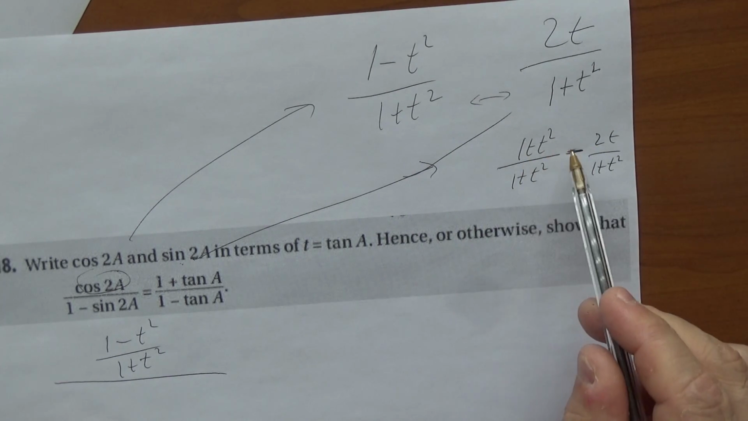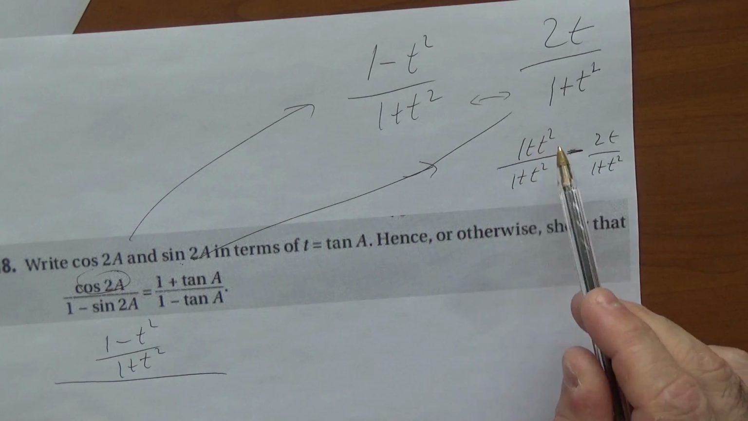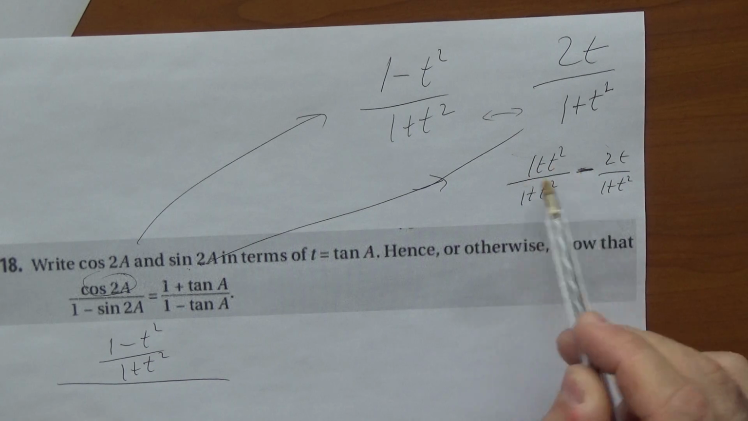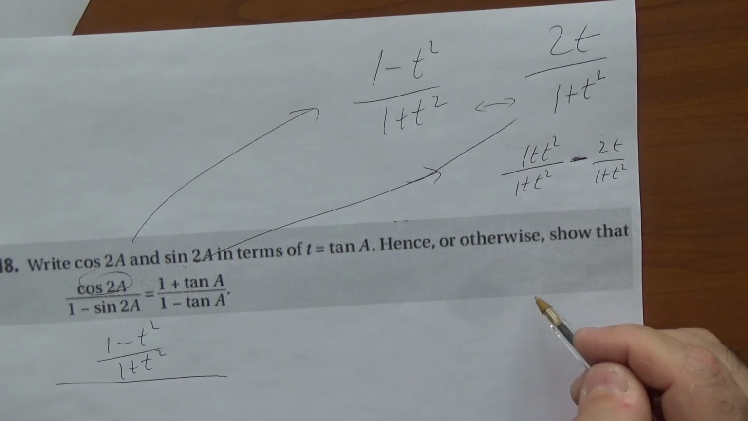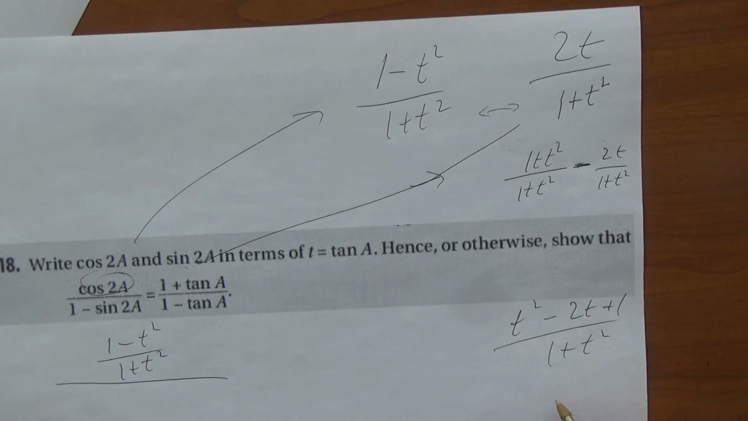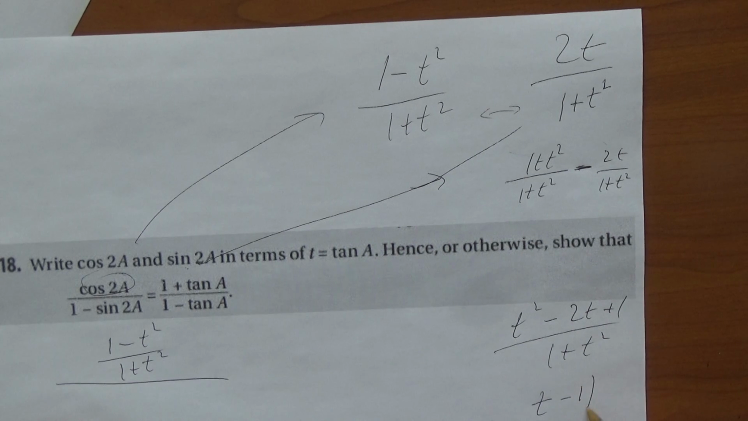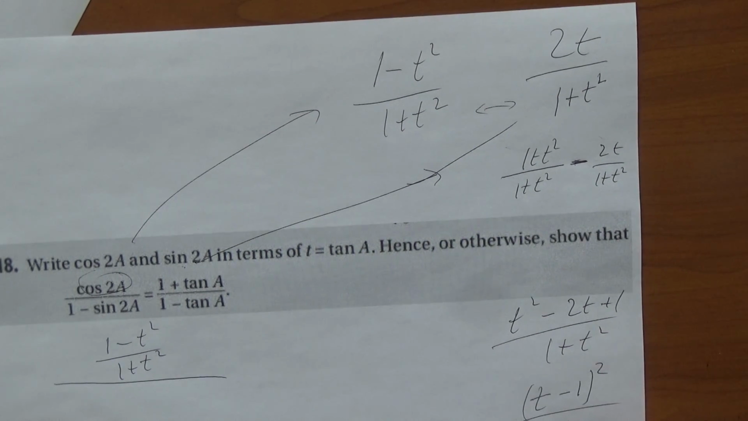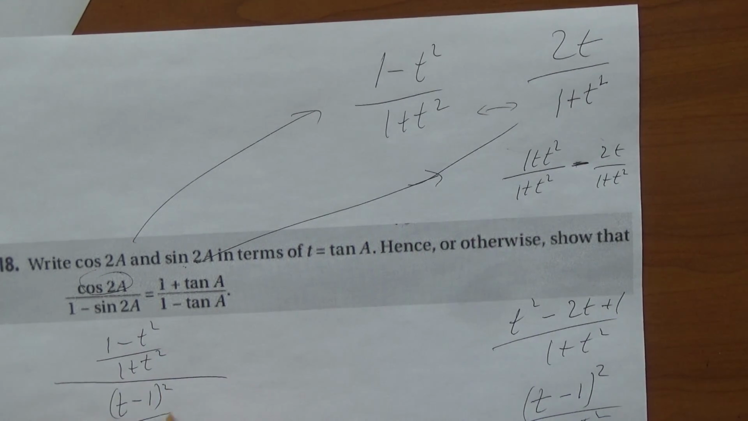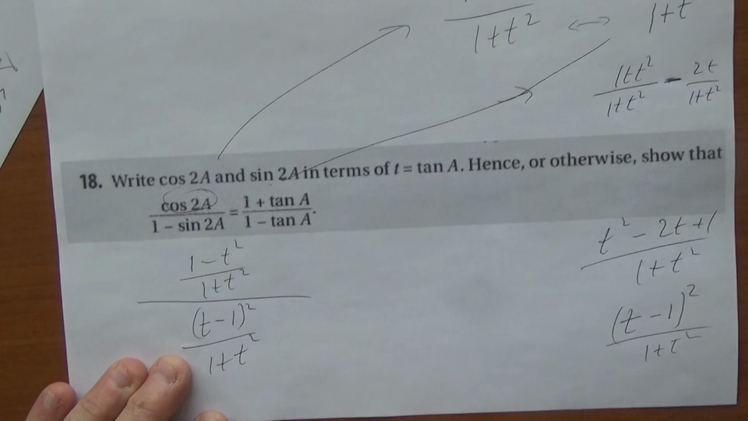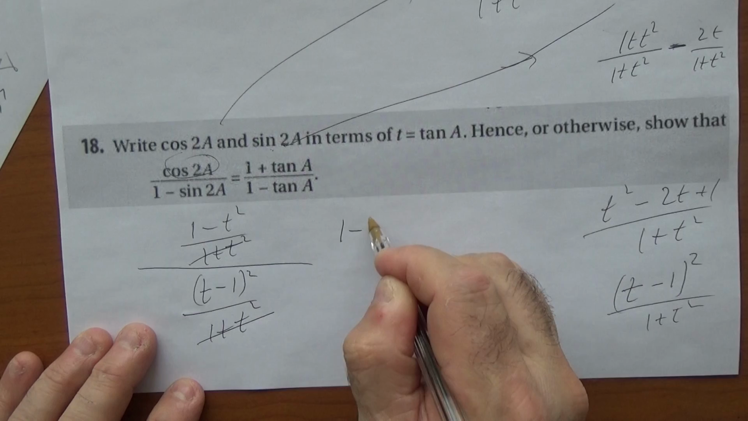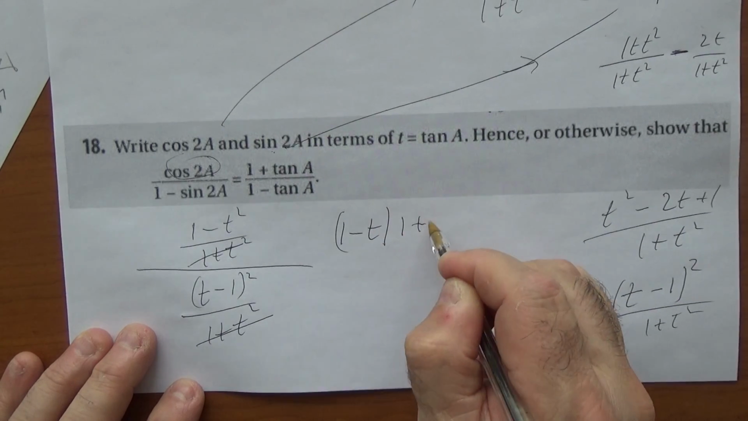So now what I'm looking at up here is t minus 1 squared, because this is t squared minus 2t plus 1. These can be consolidated, so this is t squared minus 2t plus 1 over 1 plus t squared, but that's equal to t minus 1 squared over 1 plus t squared. So the bottom here can now be written as t minus 1 squared over 1 plus t squared. And the 1 minus t squared, we can use the difference of two squares to turn it into that.